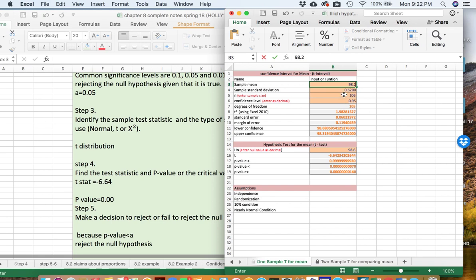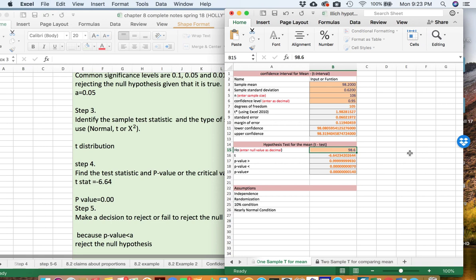Remember, only type in the pink or orange boxes. Our standard deviation is 0.62. Our sample size is 106, and since our alpha level is 0.05, 1 minus 0.05 is 0.95. We'll put that in for our confidence level. And then down here we want to put in our null hypothesis that the mean equals 98.6.